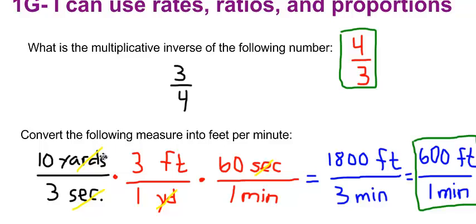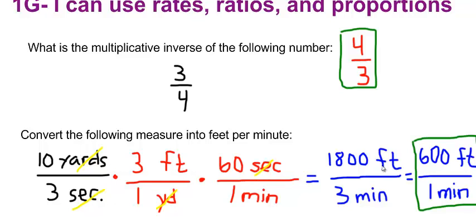On the bottom, we have 10 yards over 3 seconds. In order to move it to feet per minute, we need to first cancel yards and get feet. So we multiply by 3 feet per 1 yard. Then we multiply by 60 seconds per 1 minute to cancel out seconds and leave us with minutes. Here you see we've canceled yards, we've canceled seconds.